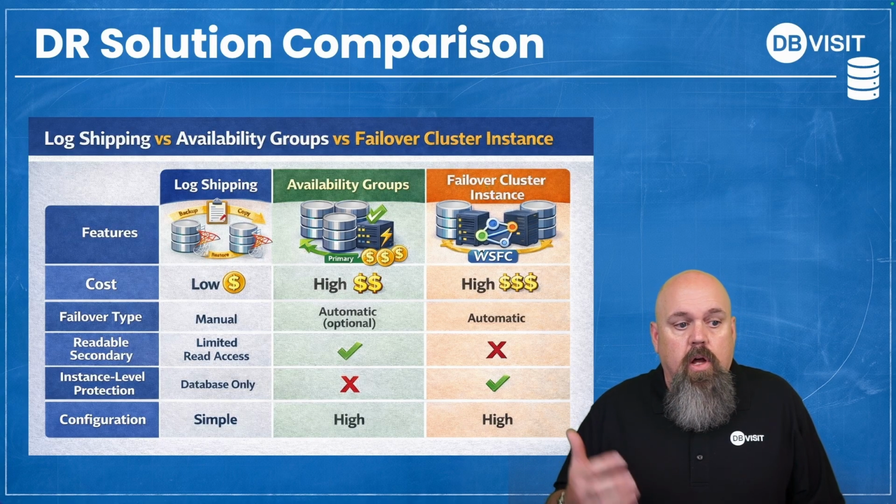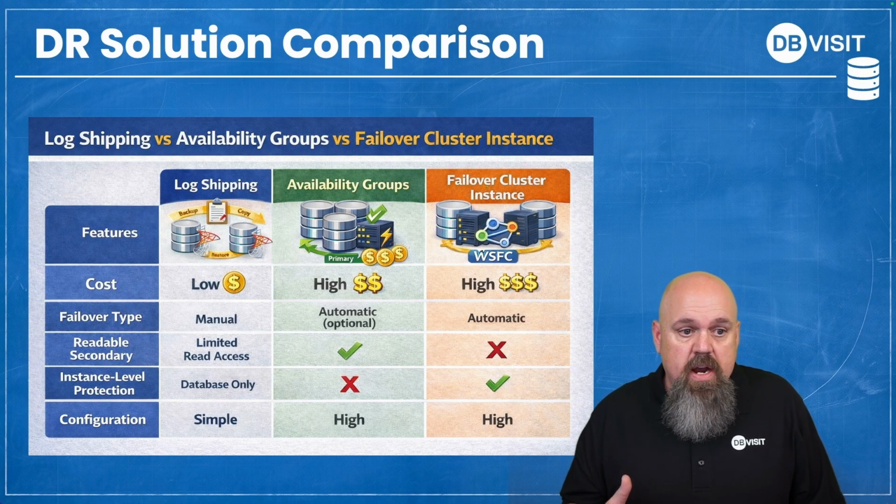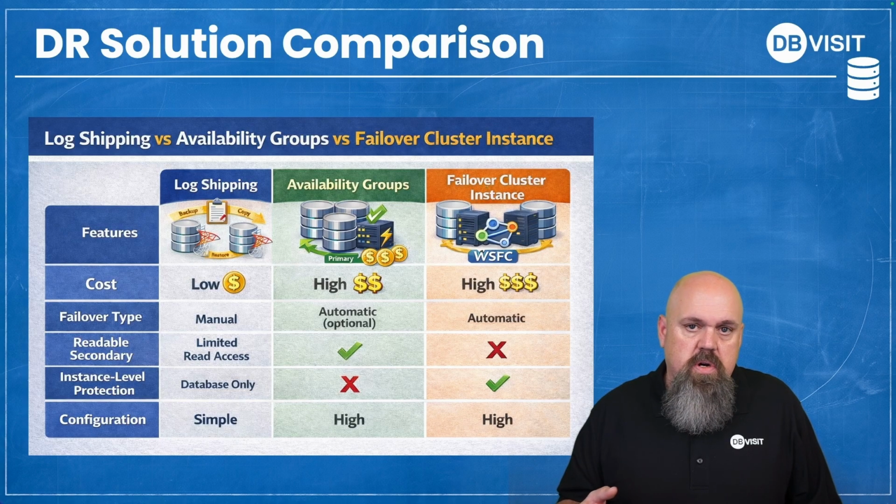Log shipping and availability groups, we do get a readable secondary. We don't get that with an FCI because of the shared storage, and we don't have a readable secondary copy of the database.